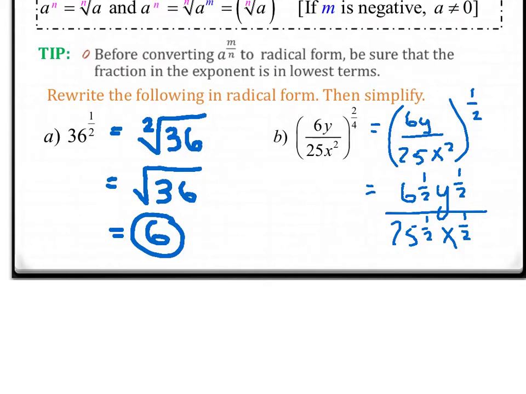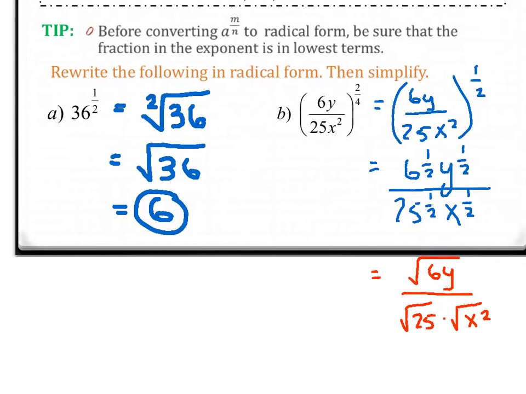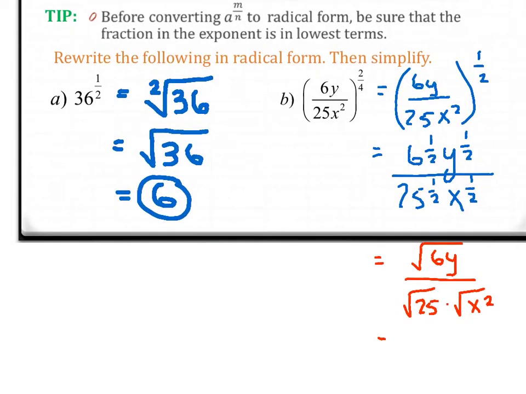So 6 to the 1/2, that's just the square root of 6. Y to the 1/2 is the square root of y. So I'm going to go ahead and write those underneath the same radical, square root of 6y. And on the bottom, we're going to have the square root of 25 and the square root of x squared. Now hopefully we can simplify these okay. On the top, I'm going to be left with the square root of 6y, and on the bottom we're just going to have 5x. So that will be my final answer in simplest form.